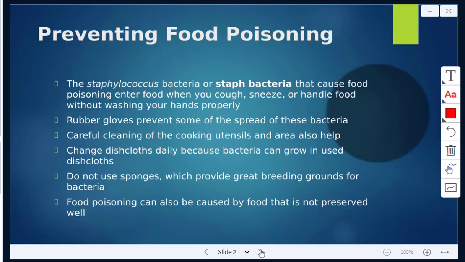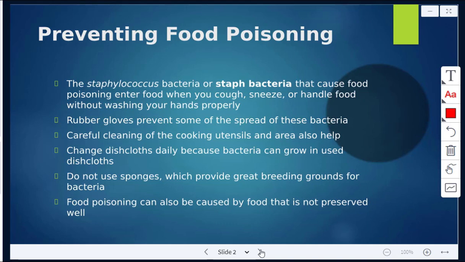All right, so we'll talk about food poisoning and prevention of food poisoning. There's a bacteria called Staphylococcus, or the staph bacteria, and it causes food poisoning. This staph bacteria enters food when people cough, sneeze, or handle food without washing their hands properly. So using rubber gloves will prevent some of the spread of that bacteria. Careful cleaning of the cooking utensils and area will also help.